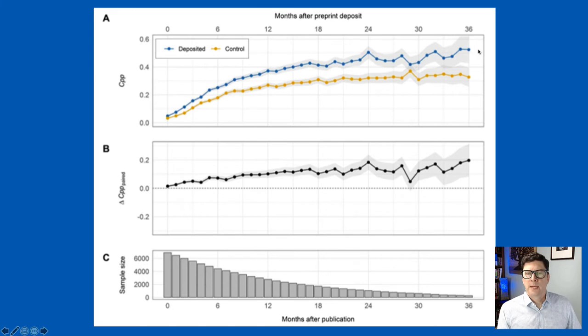The blue line shows the citations per paper per month for articles that had been deposited in bioRxiv, and the yellow line below shows the citations per paper per month for articles that were not released as a preprint prior to publication. And then in panel B, we see the difference between those two curves.